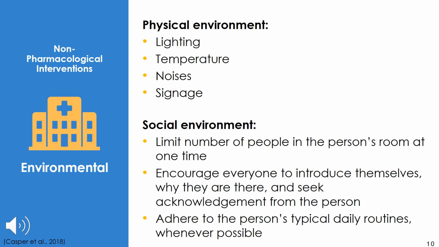Environmental interventions include both the physical and social aspects of the care setting. The physical environment involves adaptations like adjusting lighting, noise, temperature, and signage. For example, ensuring doors and drawers have helpful signage. The social environment focuses on building supportive and positive interpersonal relationships between the care team and the person. For example, minimizing the number of people in the person's room.